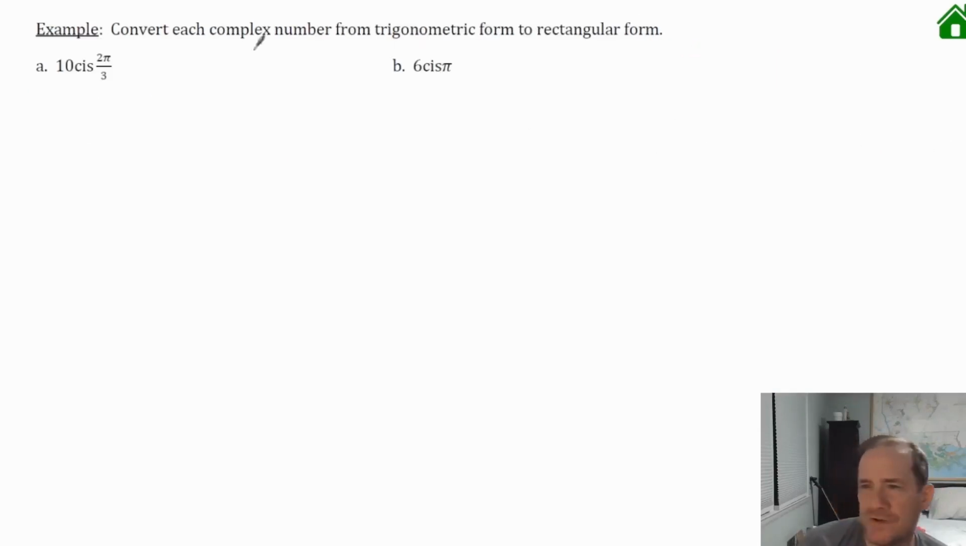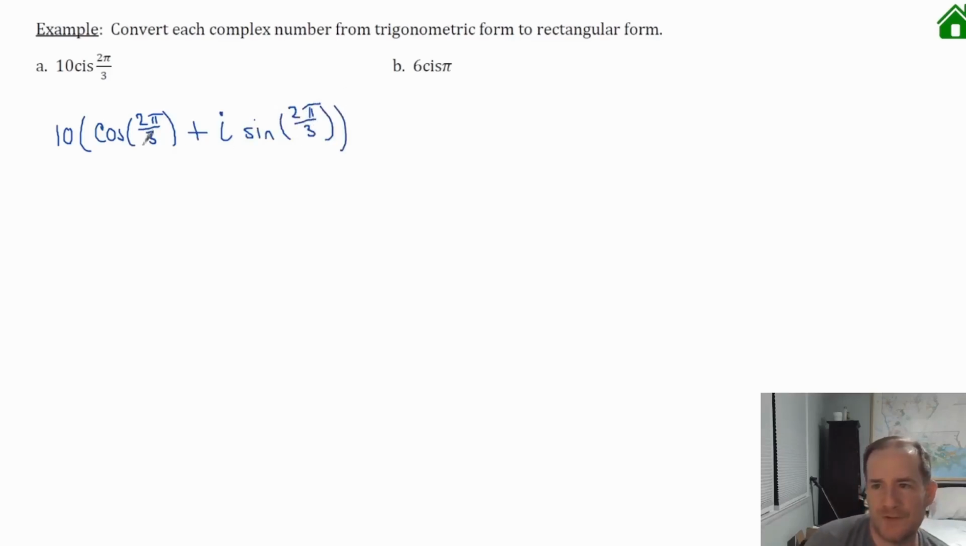Alright, what we're doing here is we're basically going the other way. You're being given a complex number in polar form with that cis notation. So to convert it back to rectangular form, just remember what cis stands for. It stands for cosine plus i sine. So just expand it out. And then you can evaluate these expressions, right?